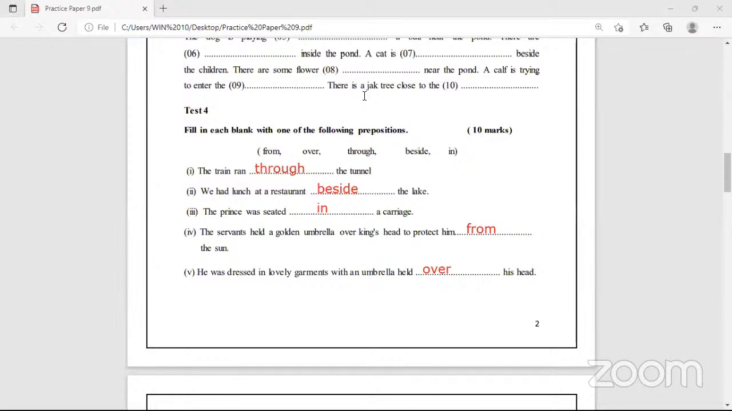And move to question number 5, test number 5, and write the answers. I will clear the answers now for test 4. Right, let's move to question number 5 here.